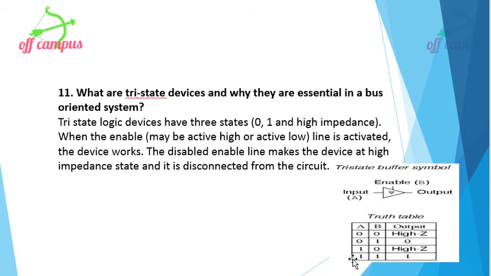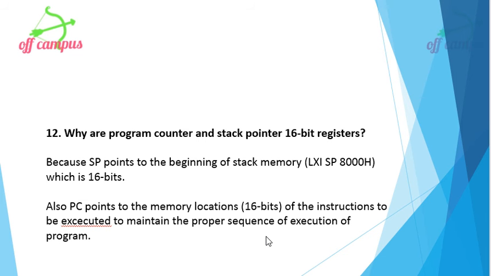Okay, then what is the next state? 1 0. Input is 1, enable line is 0, which means the enable line is not getting activated, so it goes to the high impedance state. That means it is disconnected from the circuit, so the output will be high impedance state. Okay, then next logic level 1 and 1, both are 1, which means the enable line is 1, so the device starts working. Input is also 1, so what is the output? Output just follows the input, so output will be 1. Okay, can you understand, guys? This is the tri-state logic devices and their working.